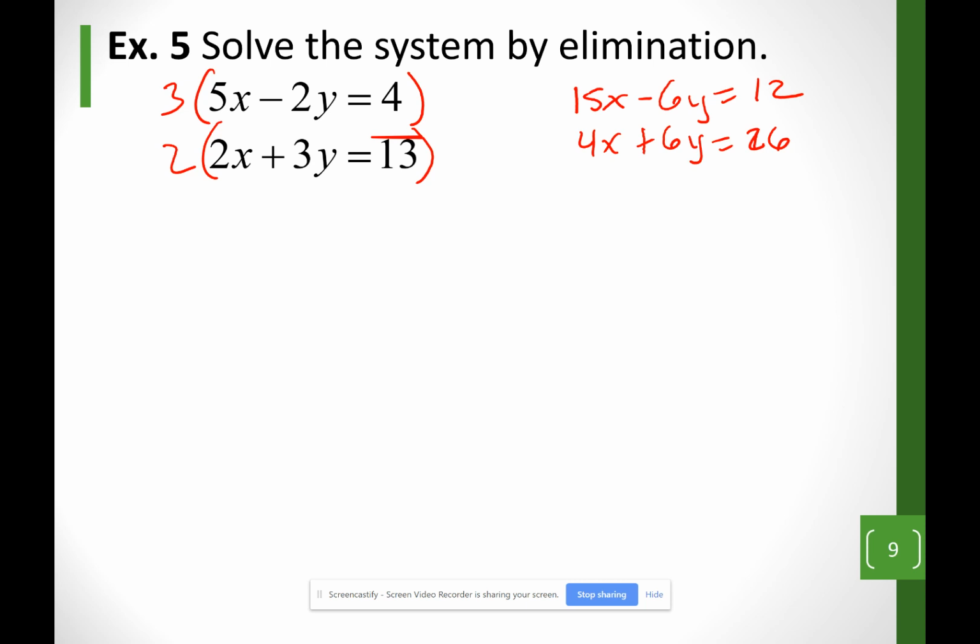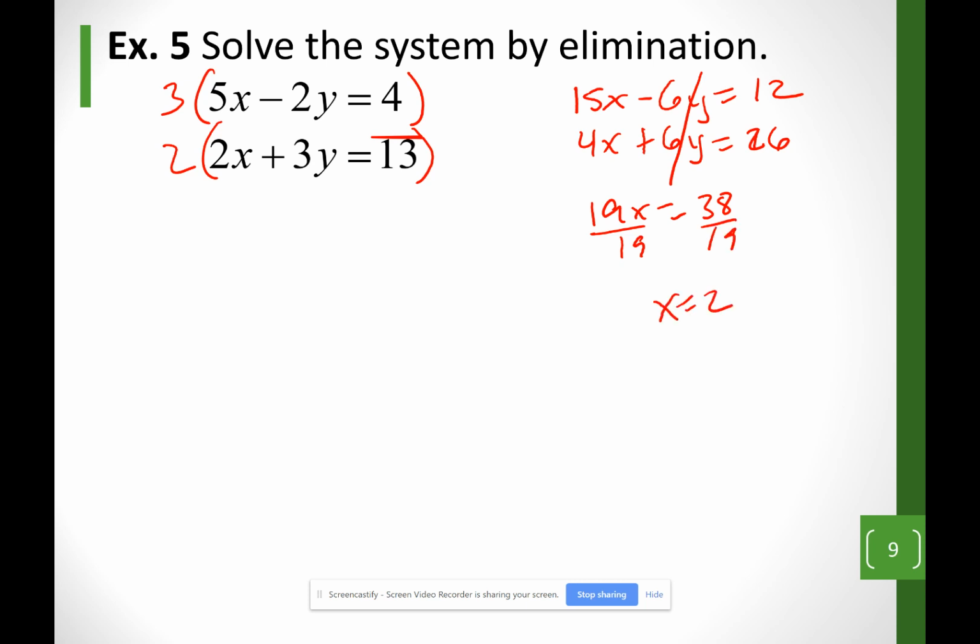Now we can see that the y's are going to cancel out, and that was basically my plan. I was trying to cancel out the y's, so I was thinking least common multiple. I can make them both meet at 6. And I see that they have opposite signs, so they do cancel out. When I combine the x's, I get 19x. And then 12 plus 26 gives me 38. Divide both sides by 19, and I get that x is equal to 2.